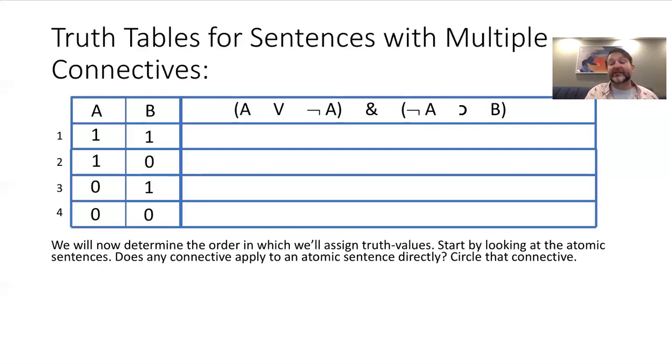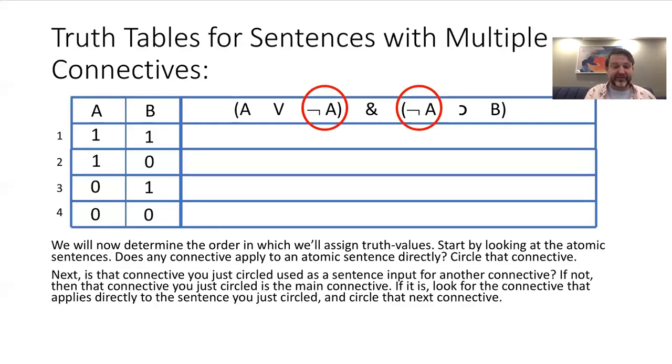The way to do that is to start by looking at the atomic sentences. Then you need to ask yourself, does any connective apply to an atomic sentence directly? If so, you want to circle that connective. A hint here is that if it's applying to just one atomic sentence, the connective will always be negation. So we look at negation, and we see here that there are 2 places where a connective applies only to an atomic sentence: not A in the first conjunct, and not A in the second conjunct.